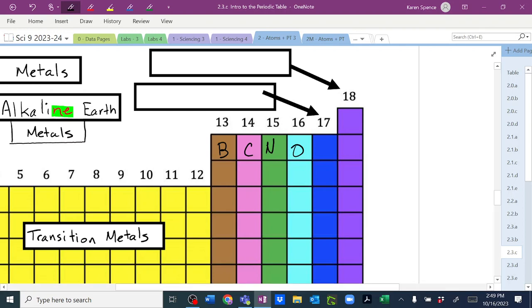Group 18 is known as, this is the very far right of the periodic table, those are your noble gases. Okay. And then group 17, halogens. Like halo and then gens, halogens.